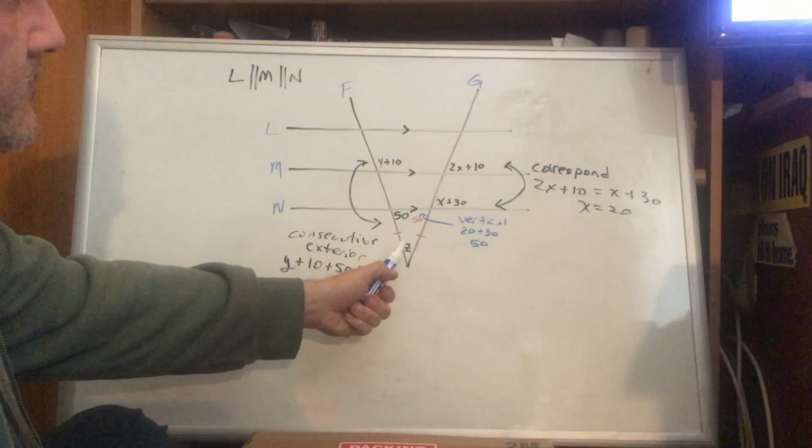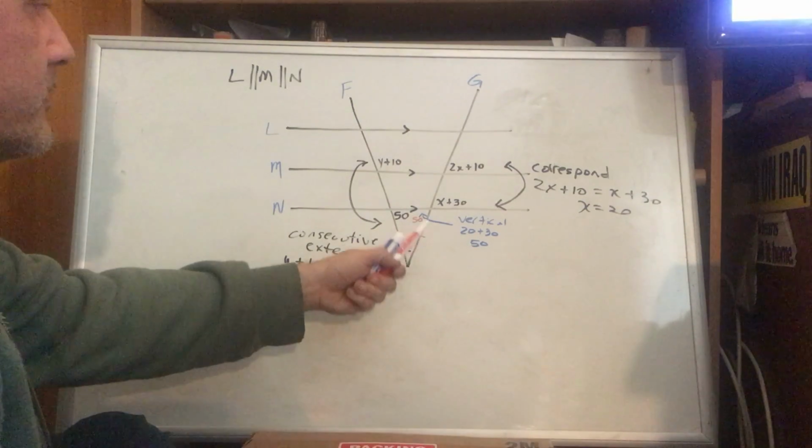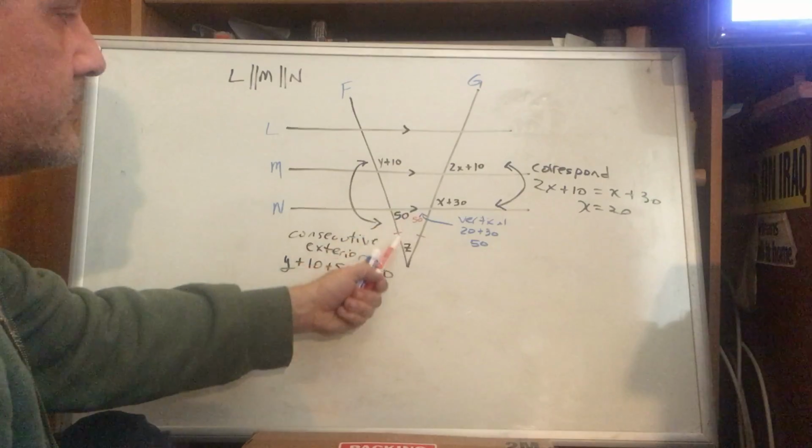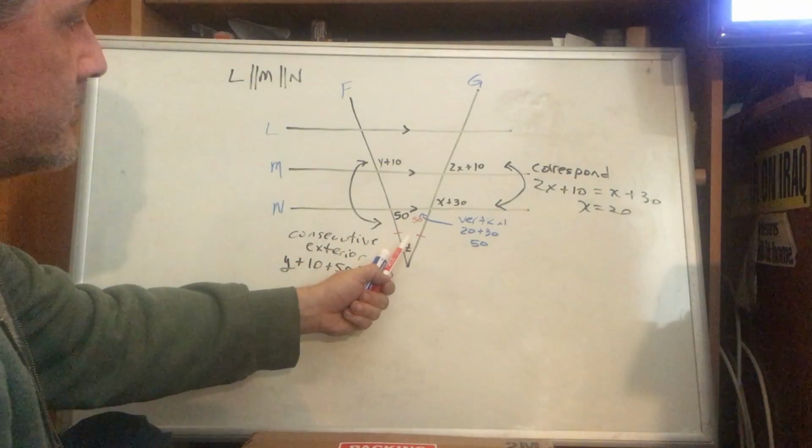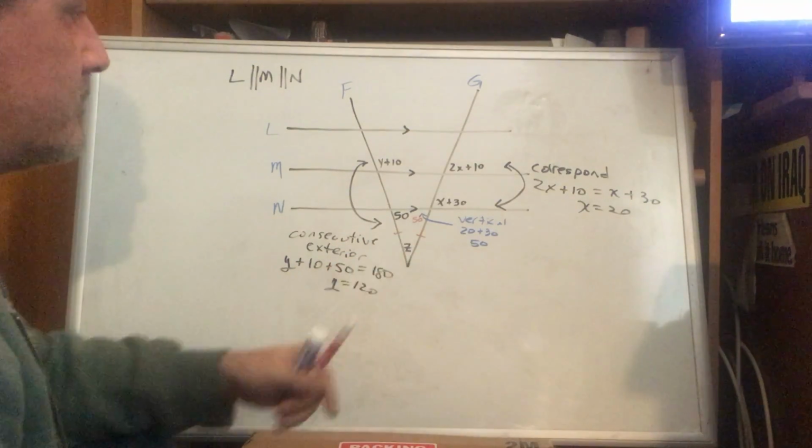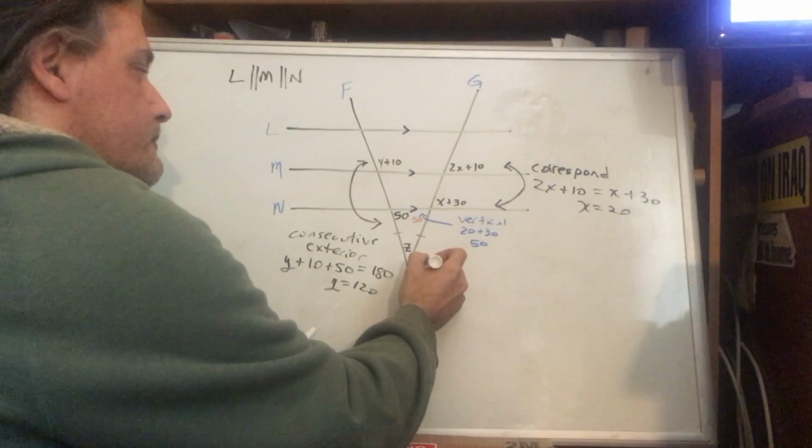Okay, so what's z? Well, we know the sum of the interior angles of a triangle is 180. And we already got 100, so z's got to be 80.